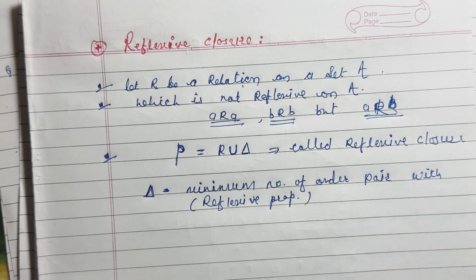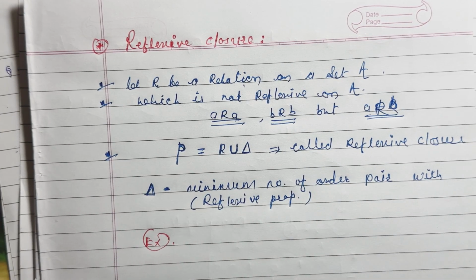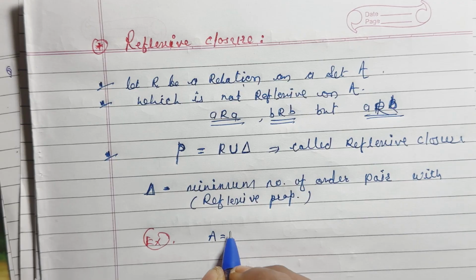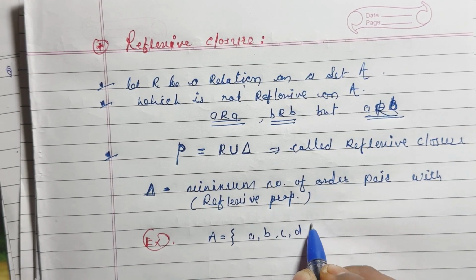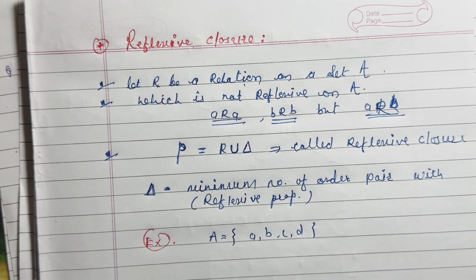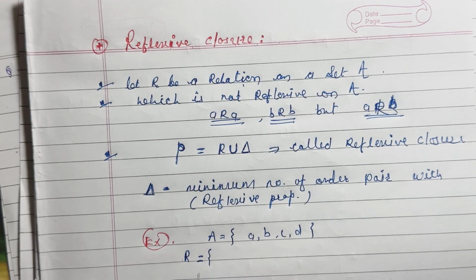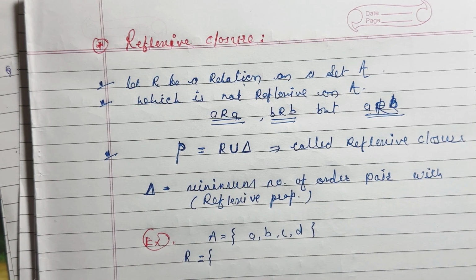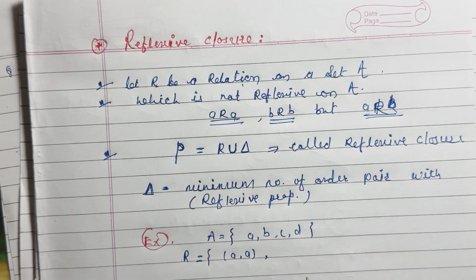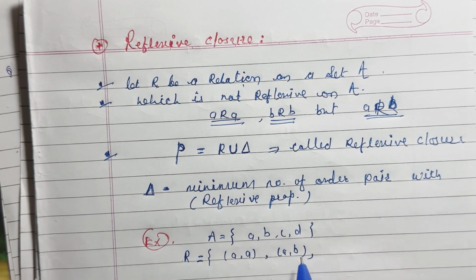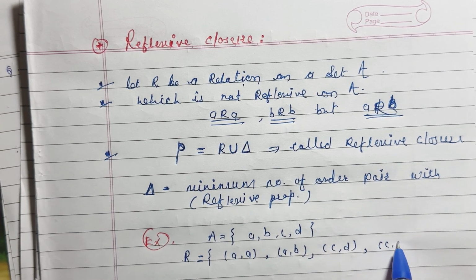Let me explain with an example so the concept will be crystal clear for you all. Let me take set A. You can consider any set, and I'm taking a small set, A equals {A, B, C, D}. Consider a relation that cannot hold the reflexivity property. You can take (A, A), then (A, B), then (C, D), and again (C, C).